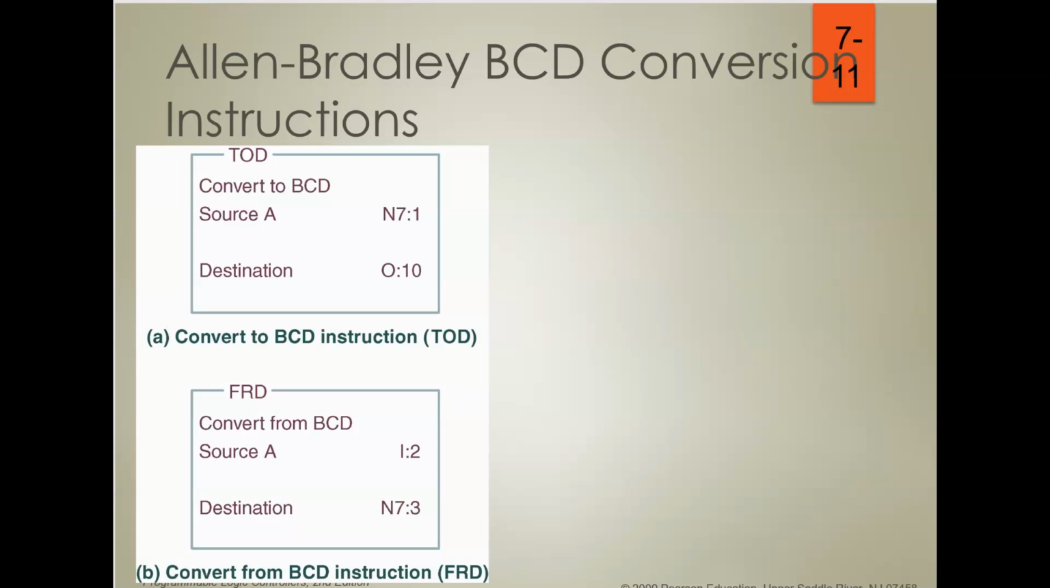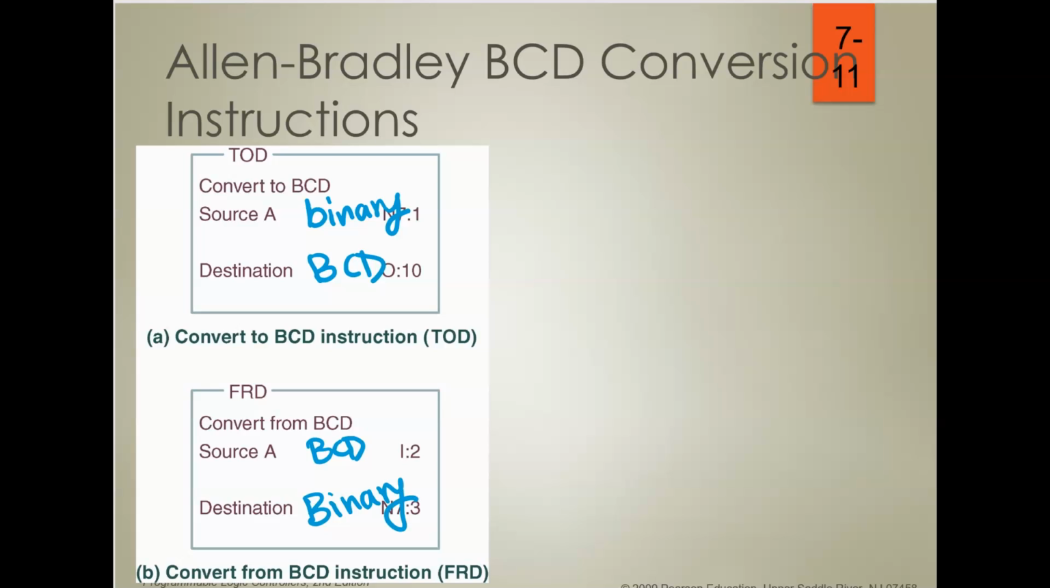Okay, so here we have our conversion instructions, which are TOD and FRD. TOD will convert your binary number into binary coded decimal, and FRD will convert from binary coded decimal into binary. Which means in TOD, your source is a binary number, and at your destination you're going to have a binary coded decimal. And in FRD, your source is a binary coded decimal, and you're going to save the equivalent of this binary coded decimal in binary form.